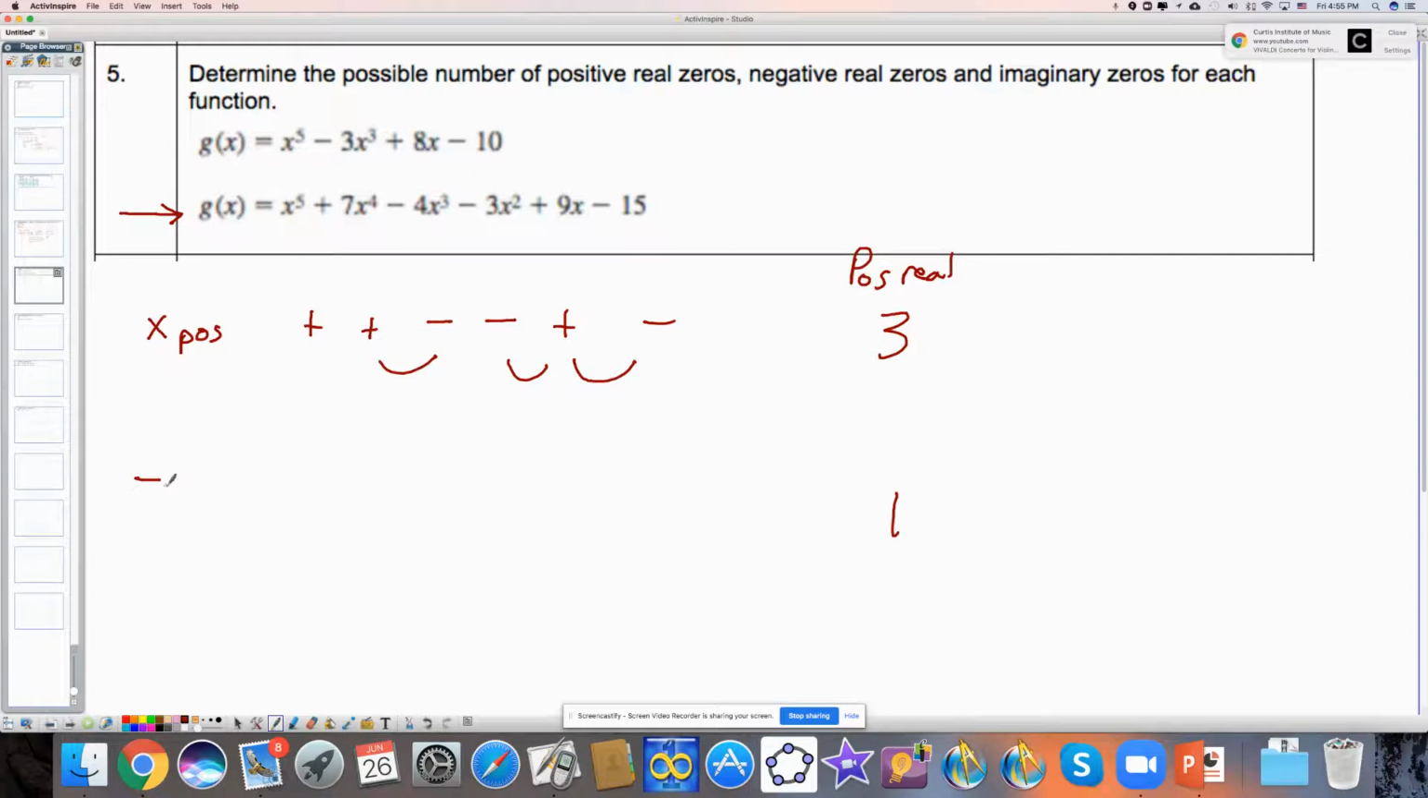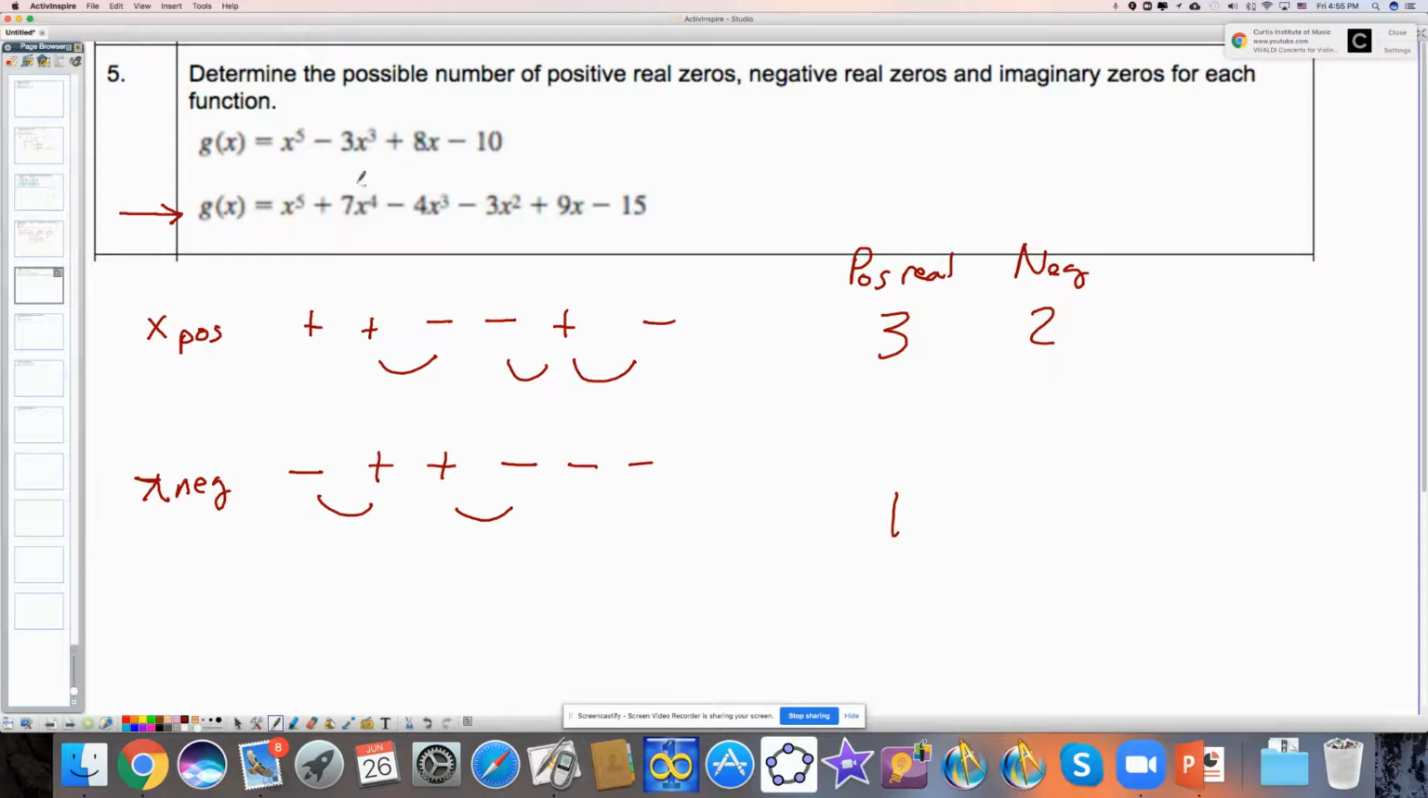If the x term is negative, then our first term would be negative. Our second term would be positive. The third term would be positive because you'd have a negative cubed times a negative sign in front of it. The fourth term would be negative. The fifth term would be negative. And the sixth term would be negative. So you're going to have 2 negative real roots, possibly.